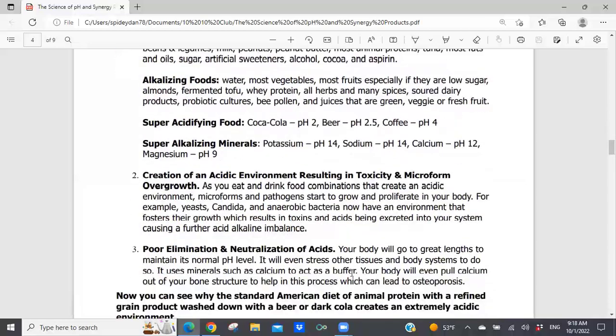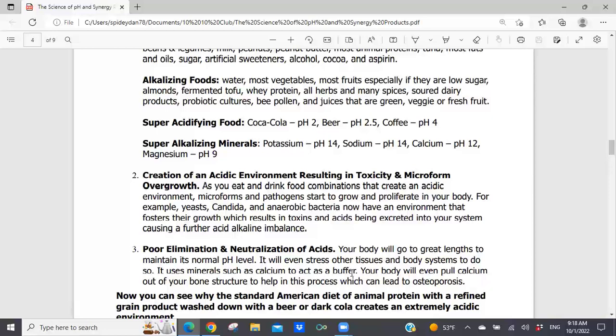And then number two is creation of an acidic environment resulting in toxicity and microform overgrowth. As you eat and drink food combinations that create an acidic environment, microforms and pathogens start to grow and proliferate in your body. For example, yeast, candida, and anaerobic bacteria now have an environment that fosters their growth, which results in toxins and acids being excreted into your system, causing a further acid-alkaline imbalance.